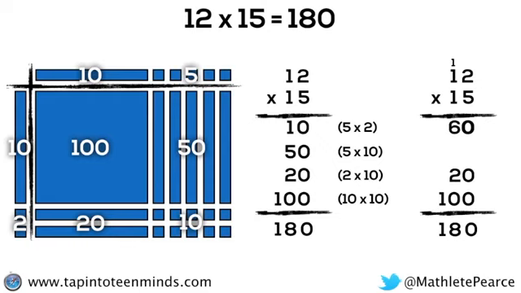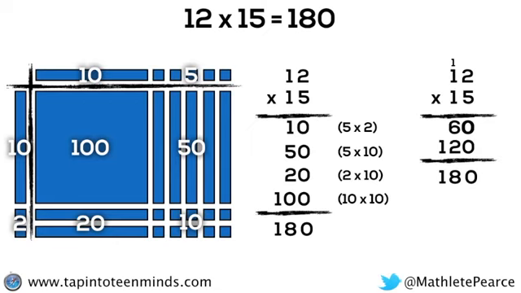A similar 2 steps in 1 process is used when we multiply the 10 rod from the 15 with the 2 from the 12, giving us 20, and then the 10 rod from the 15 with the 10 rod from the 12 to give us 100, or combining those two to give us 120, all in that 2-step process. However, we still get the same result of 180.